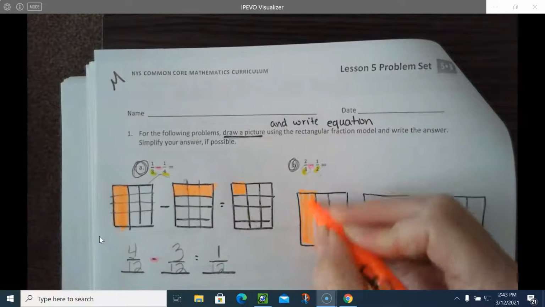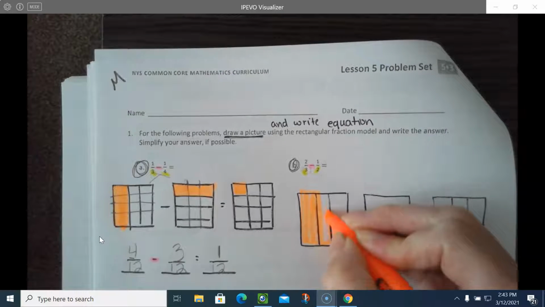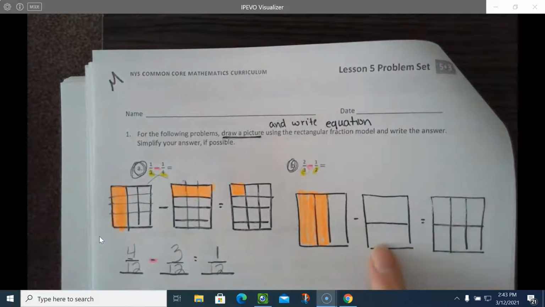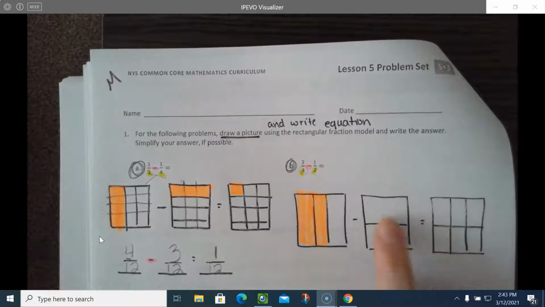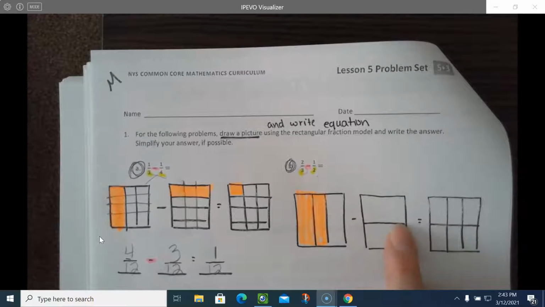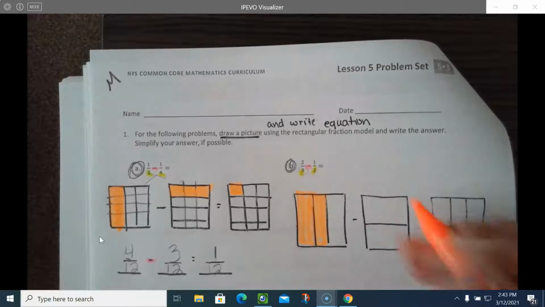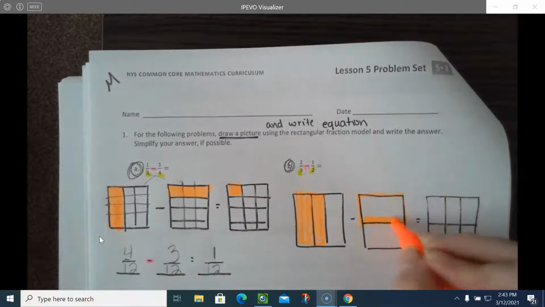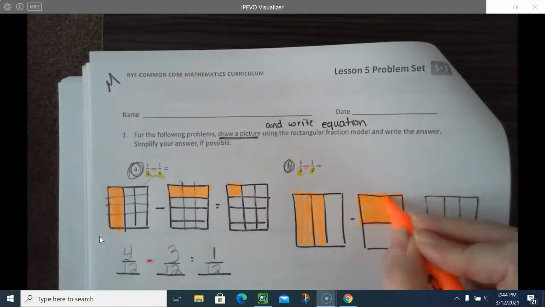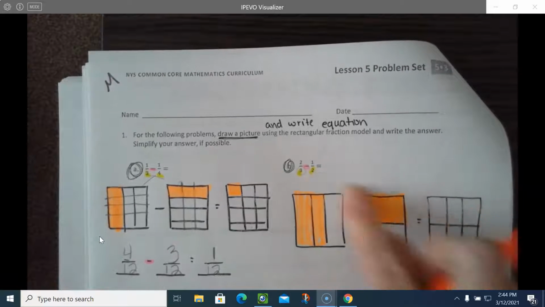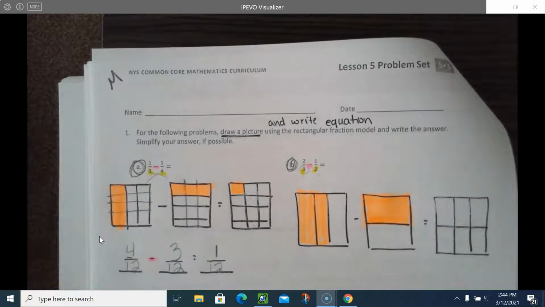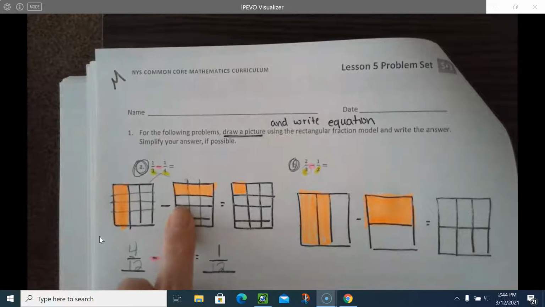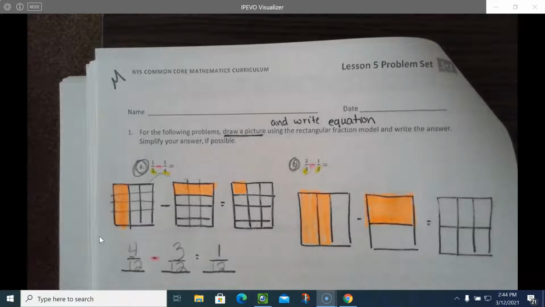So there's 1, and there's the second one. And then the second box, which is already drawn for me, is split into 2 pieces going horizontally, and I need to shade 1 out of the 2 pieces. And now that I have the original fractions drawn, I am now going to partition those to make equal size pieces so that I can subtract them.